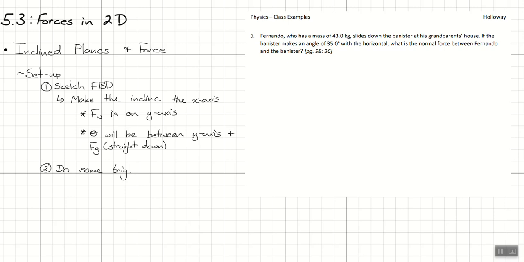So we have this guy, Fernando, and he has a mass of 43 kilograms, so kind of small. He's sliding down the banister, which is just the railway on stairs, so he's taking a risk here. We know that the banister makes an angle of 35 degrees with the floor or the horizontal, however you want to think about it, and we're trying to find the normal force between Fernando and the banister. So it's super weird to do, but I'm going to draw my x-axis inclined.